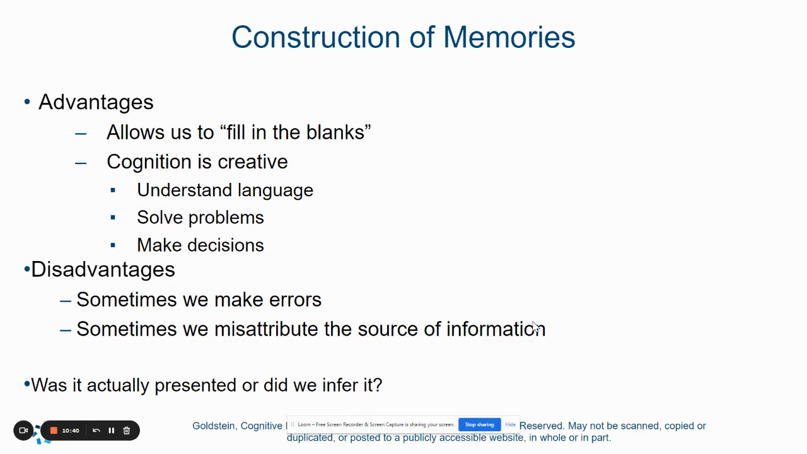It helps us practice our understanding of language, solving problems, and making decisions. But the disadvantages, which are pretty big, are that we're going to make some errors and we can misattribute the source of information. We have to really think about, did it actually happen or did we infer it occurred?